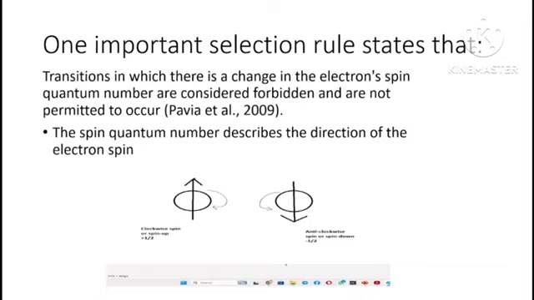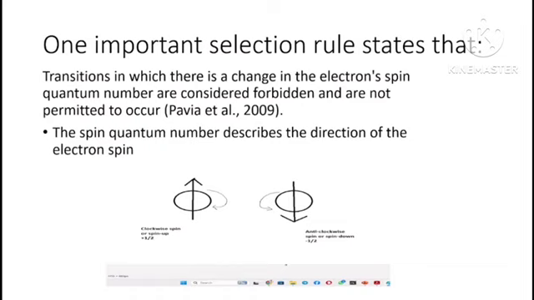So we have a specific example of the selection rule over here. We say that transitions in which there is a change in the electron's spin quantum number are considered forbidden and are not permitted to occur. So that is one of the selection rules.